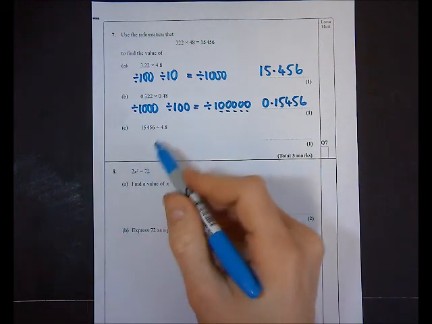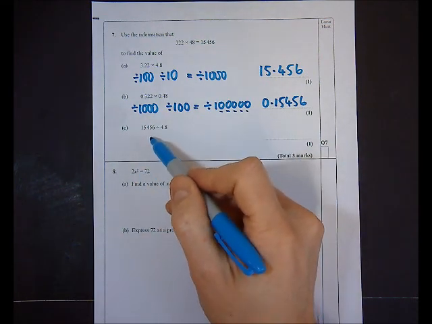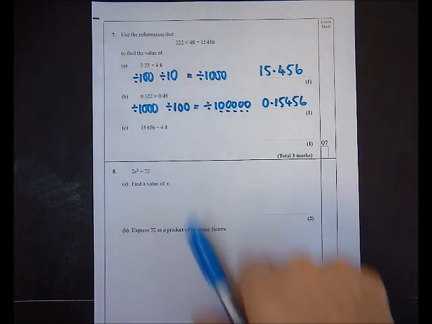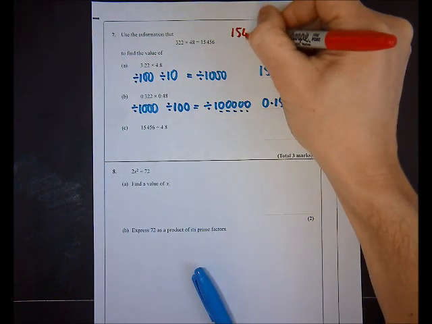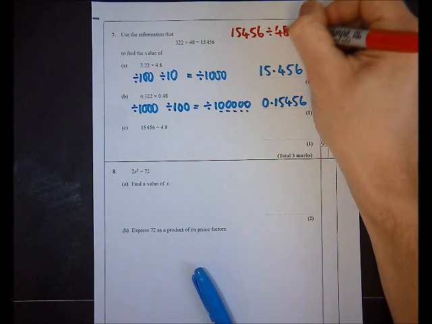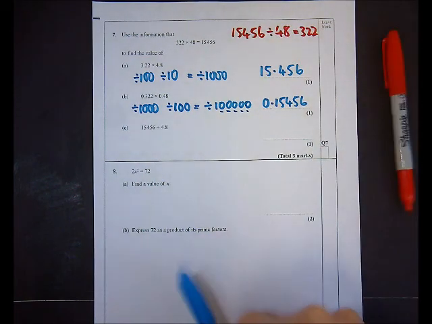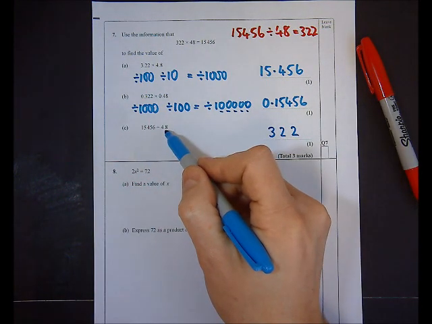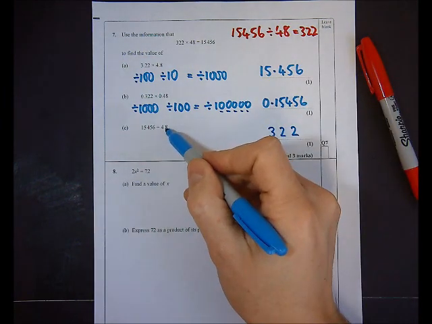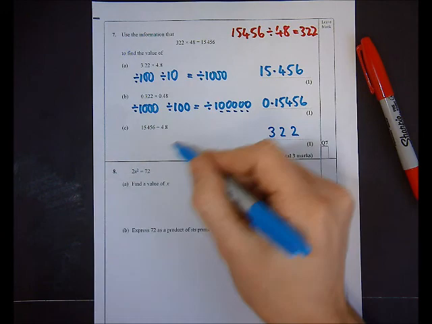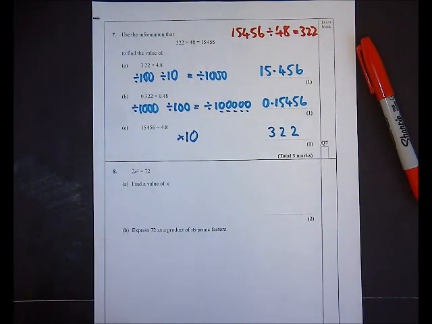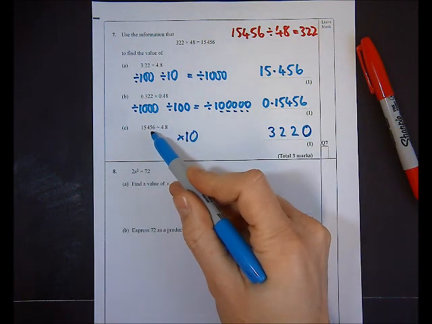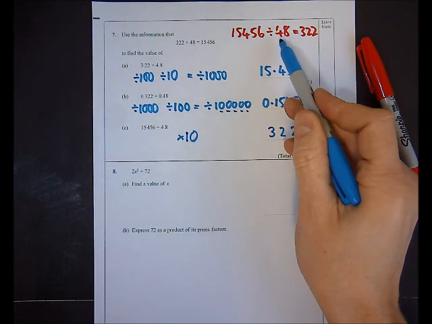In part C, slightly more complicated, they've rearranged the sum and they've told me that 15,456 divided by 4.8 is an answer. Now obviously looking at the original sum, if I rearrange that, 15,456 divided by 48 will be 322. So my answer must be something to do with the numbers 3, 2, 2. Now 4.8 is 10 times smaller than 48, and what that means is it will go into 15,000 10 times more. So I'm effectively going to multiply my answer by 10 times. So I'm going to have to add a 0 on the end here to say that 4.8 goes into 15,456 more than 48 would go into it.